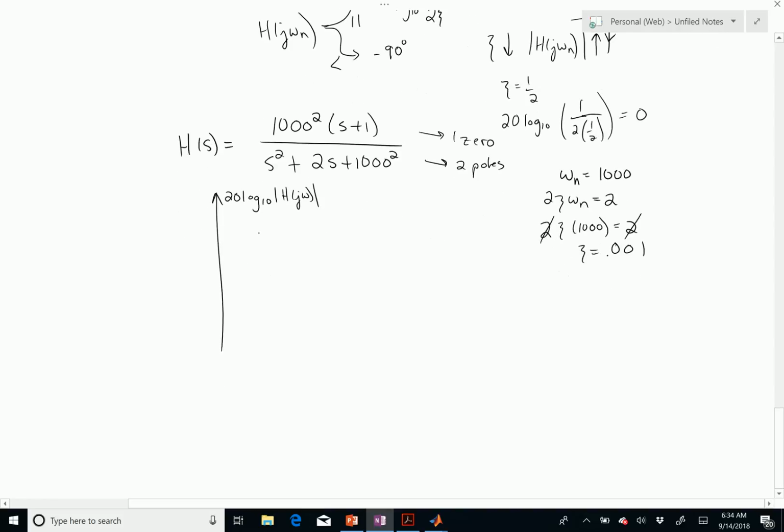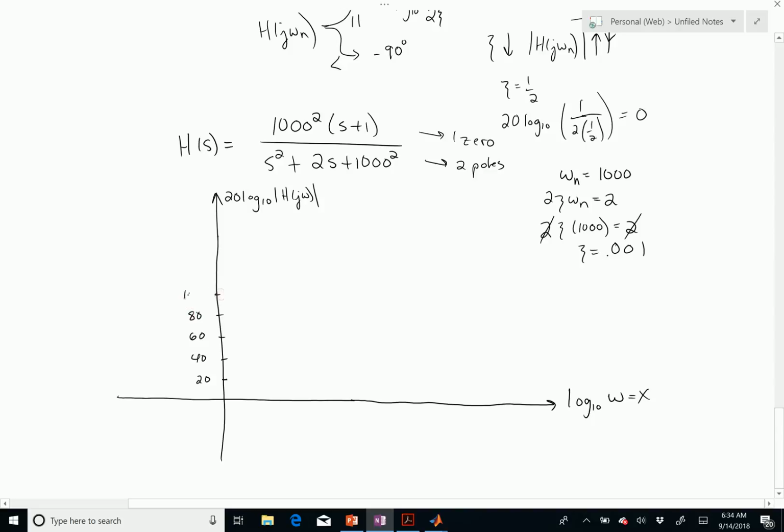Okay. And I want a long line for this. Log 10 of omega is x. Okay, so let's start this out and dimension the vertical axis. I'm going to say this is 20, 40, 60, 80, 100, 120. I'm going large because I know this is large.